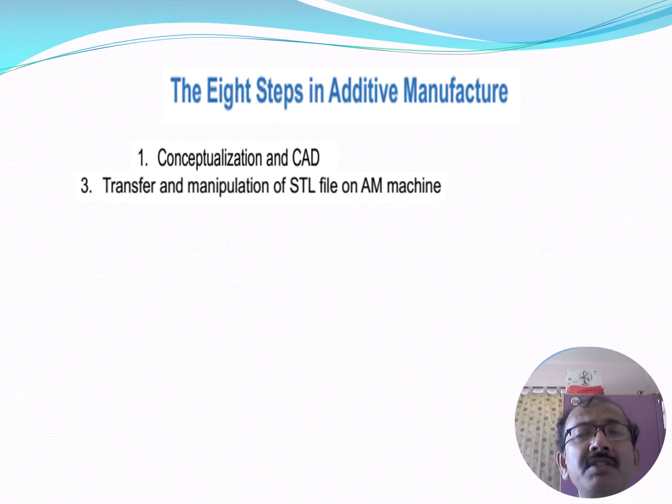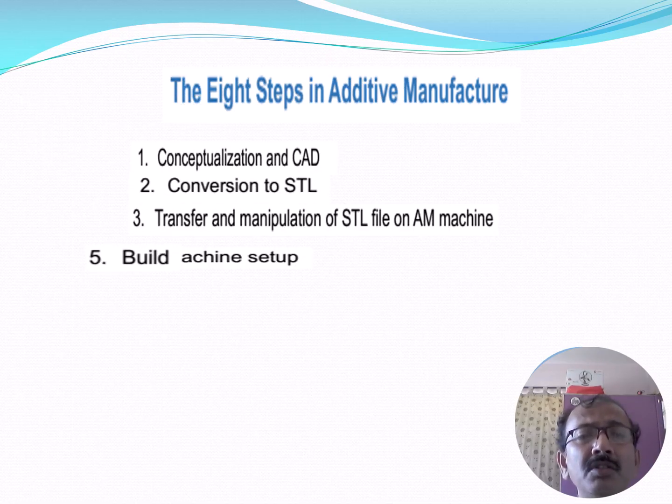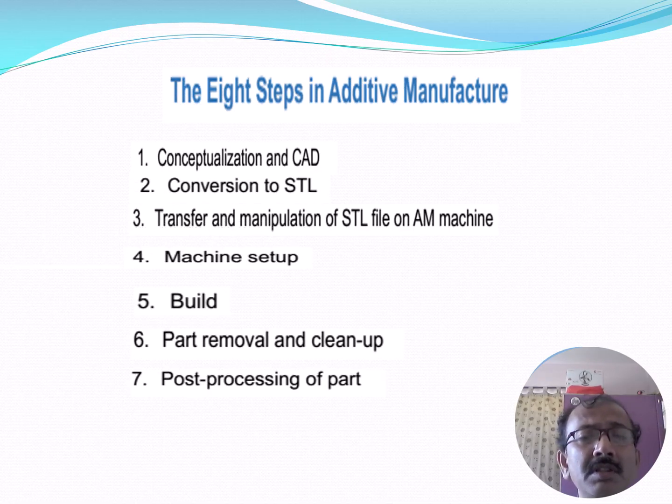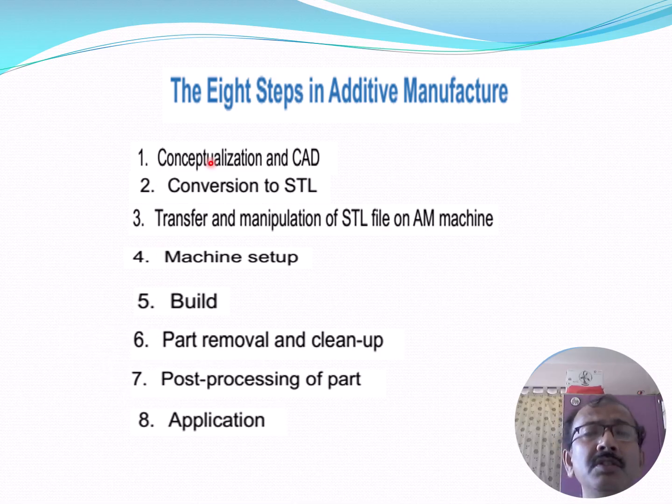The 8 steps of additive manufacturing I have already mentioned. So these are the 8 steps. The first one is the conceptualization and CAD. First of all, we have to produce a CAD model. That CAD model has to be converted into STL, standard triangulated language. Number 3, the transfer and manipulation of the STL file into the AM machine. So that file is to be transferred into the AM machine.